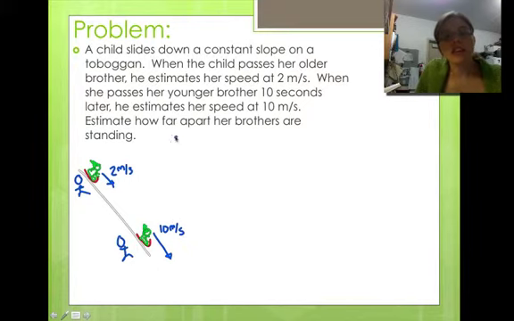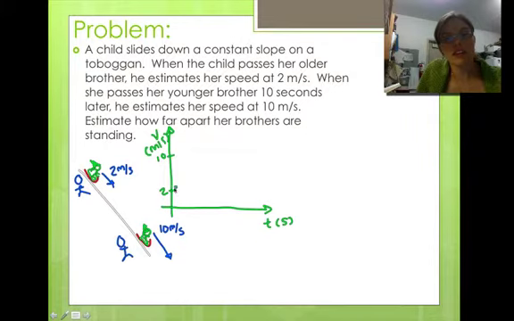Okay, so again, let's draw a velocity time graph. Time in seconds, and velocity in meters per second. So the initial velocity is 2, and the final velocity is 10. And the change in time we're given as 10 seconds. Okay, so here is the key.